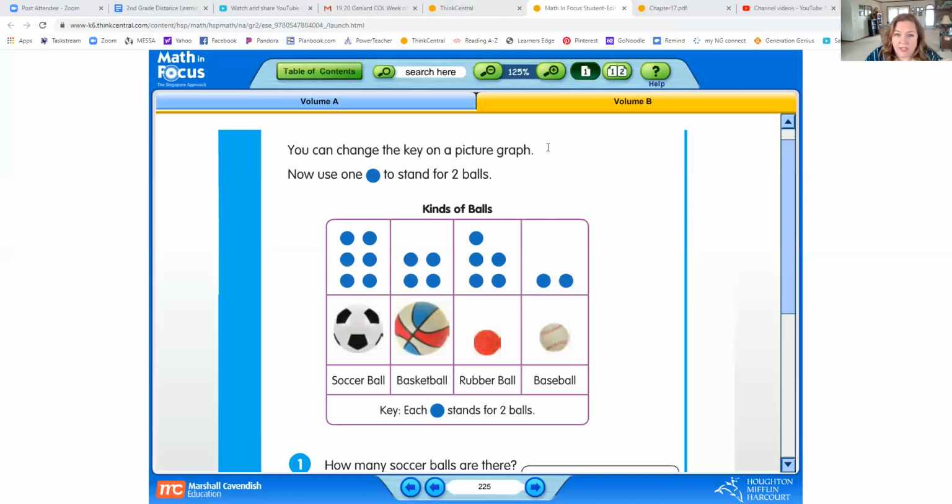Let me show you what that looks like. So there's 2 ways. We can count the number of soccer balls. Since we know each blue circle stands for 2, I see 1, 2, 3, 4, 5, 6.